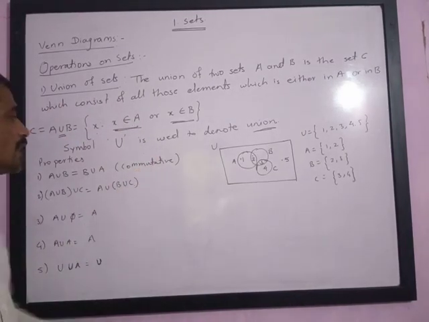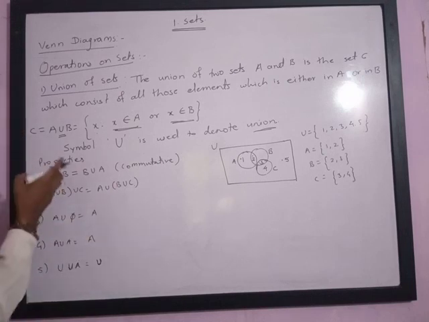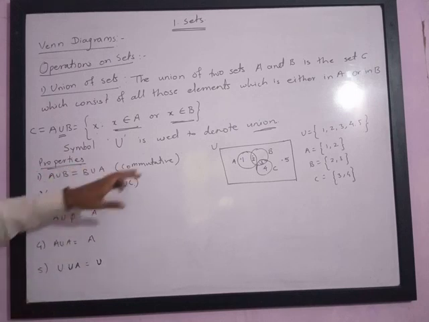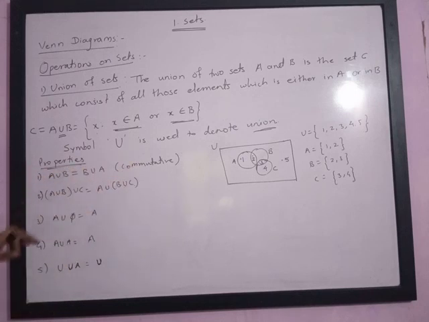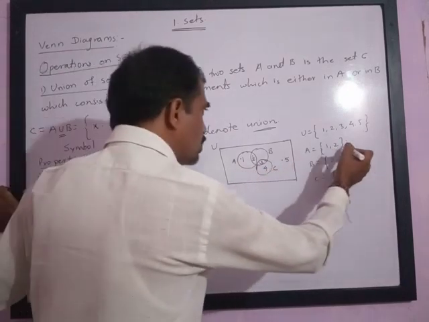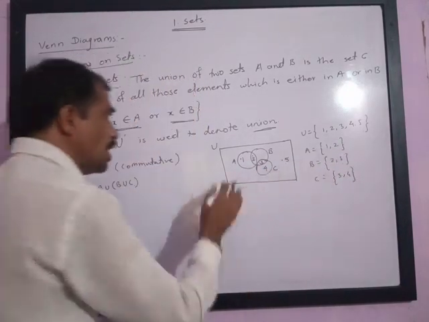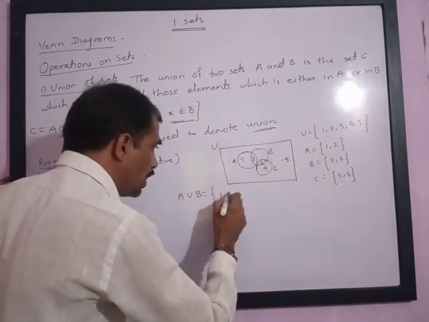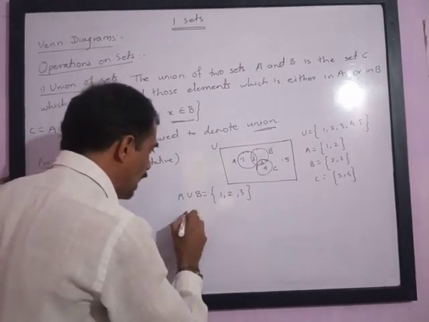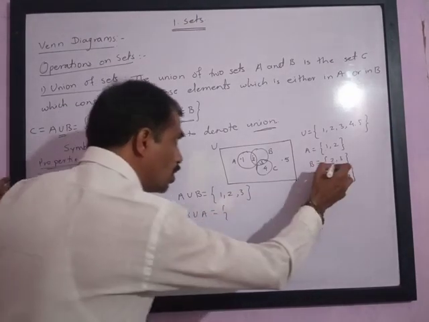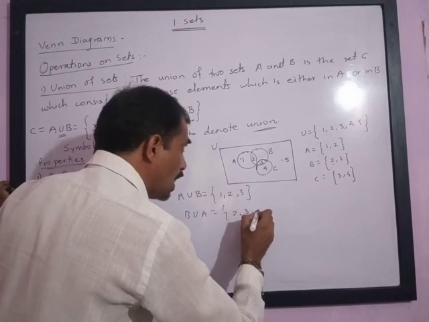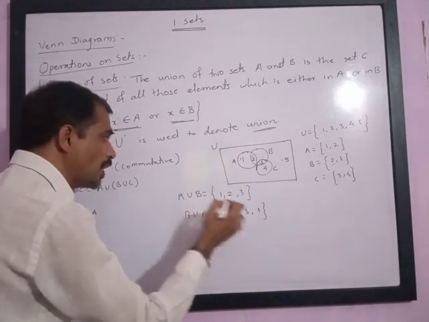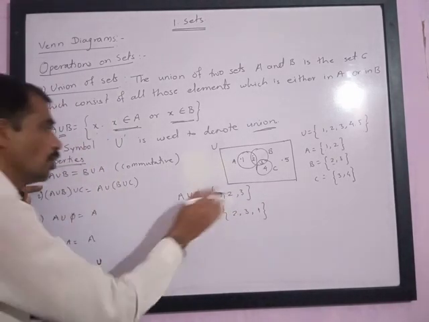Now let us try to understand the properties of union of sets. Now the first property is A union B is equal to B union A. This property is called commutative property. Let us check whether it is true. Now I have written set A is equal to the set of 1 and 2 and B is equal to the set of 2 and 3. So A union B is equal to the set of 1, 2, 3, and B union A is also the set of 2, 3 and 1. Please note, order of the element does not matter here. So both the sets are equal. It means A union B is equal to B union A.